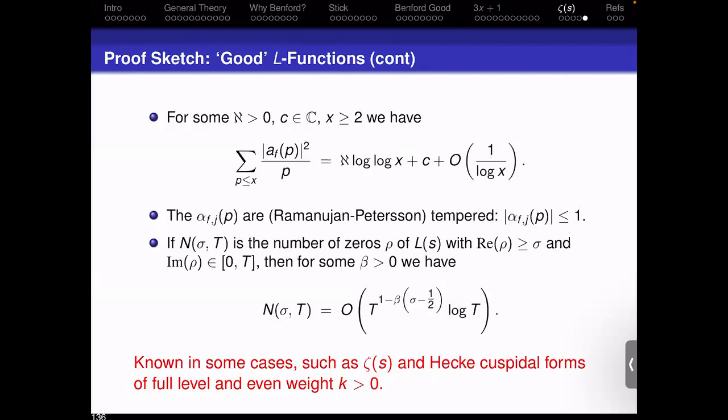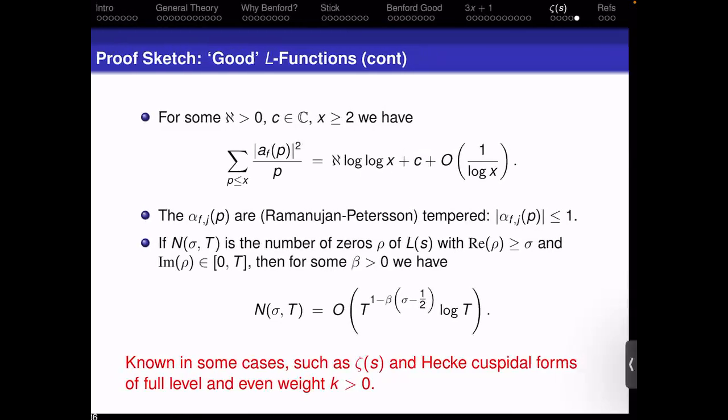And then the last one is the number of zeros with real part greater than sigma and imaginary part up to t has the following bound. Of course, if we assume the generalized Riemann hypothesis, this is not going to be a problem at all. This is just a density conjecture, some weak result towards the Riemann hypothesis. And these conditions are known in many settings, for the Riemann zeta function, Hecke cuspidal forms of full level and even weight. So there are definitely examples where this holds.